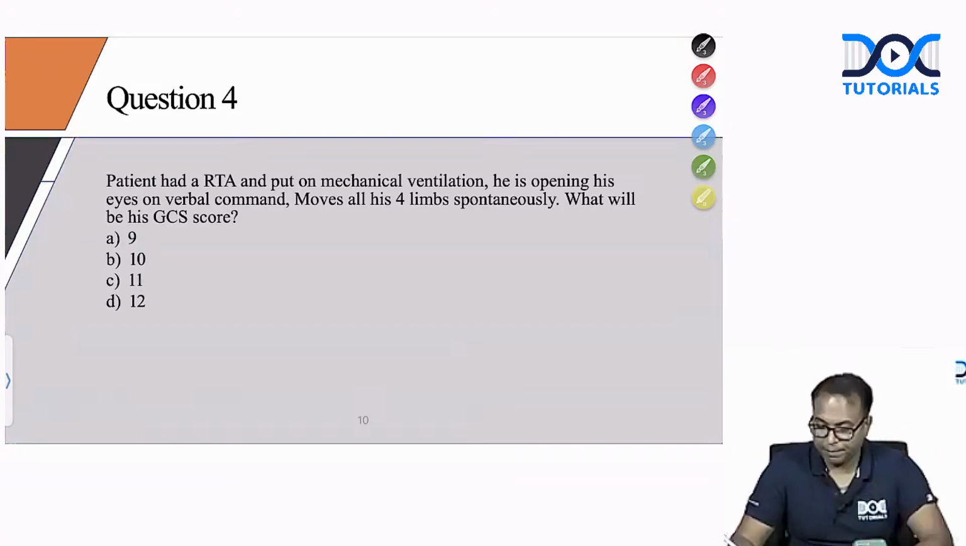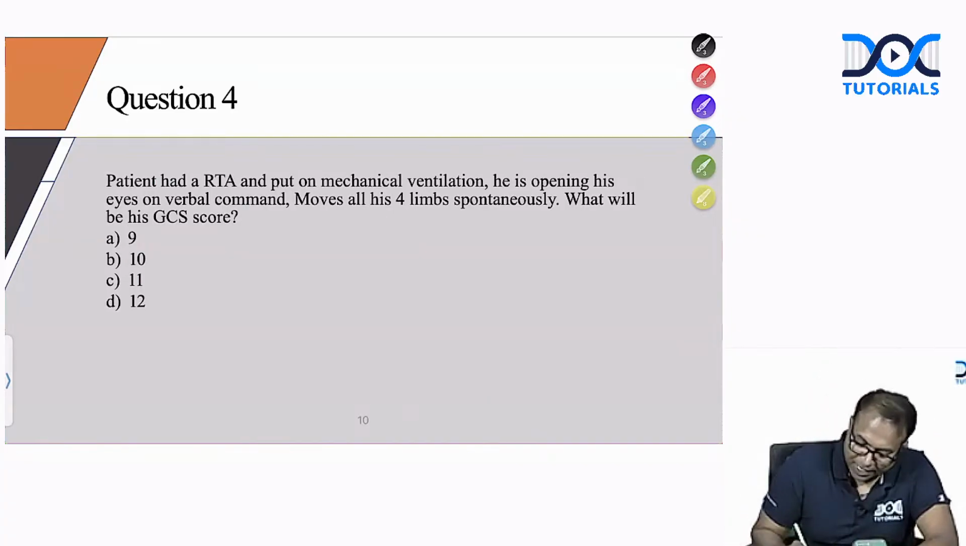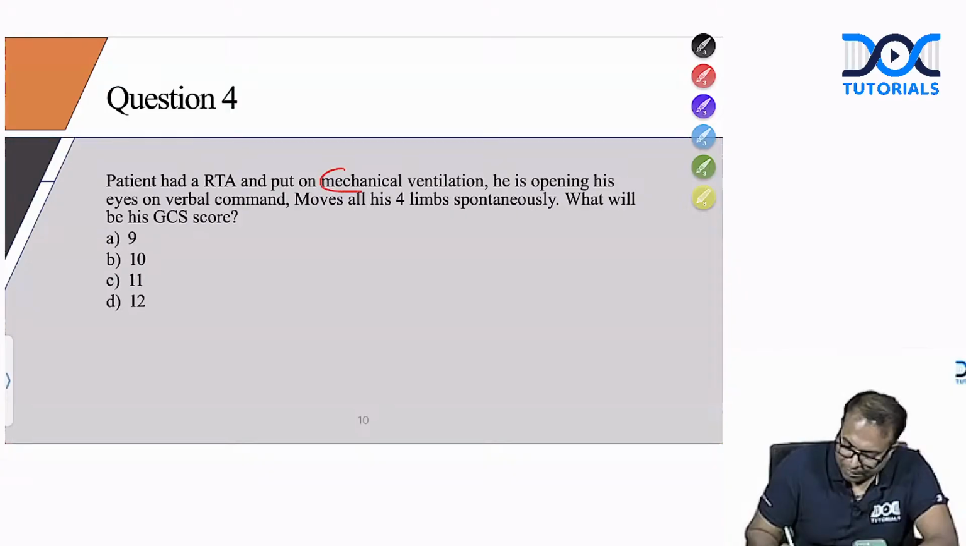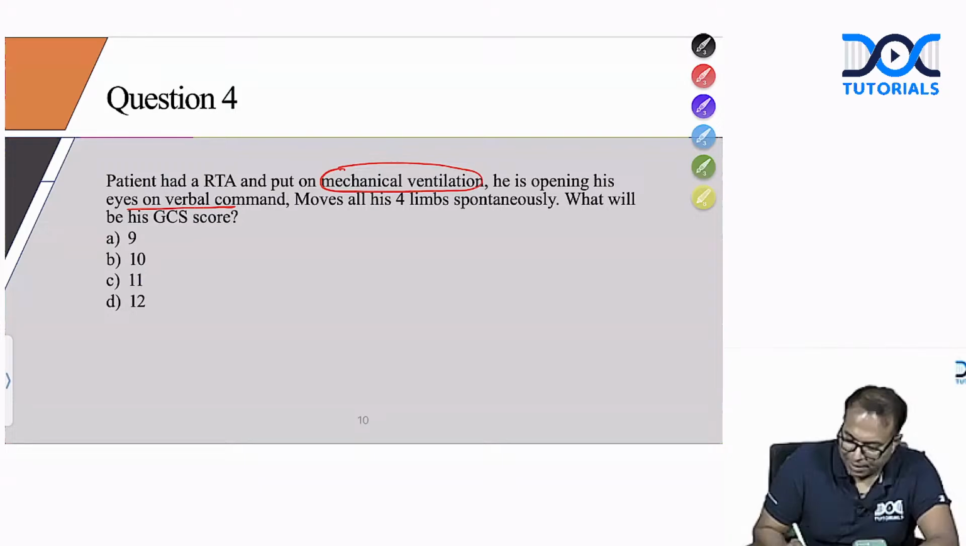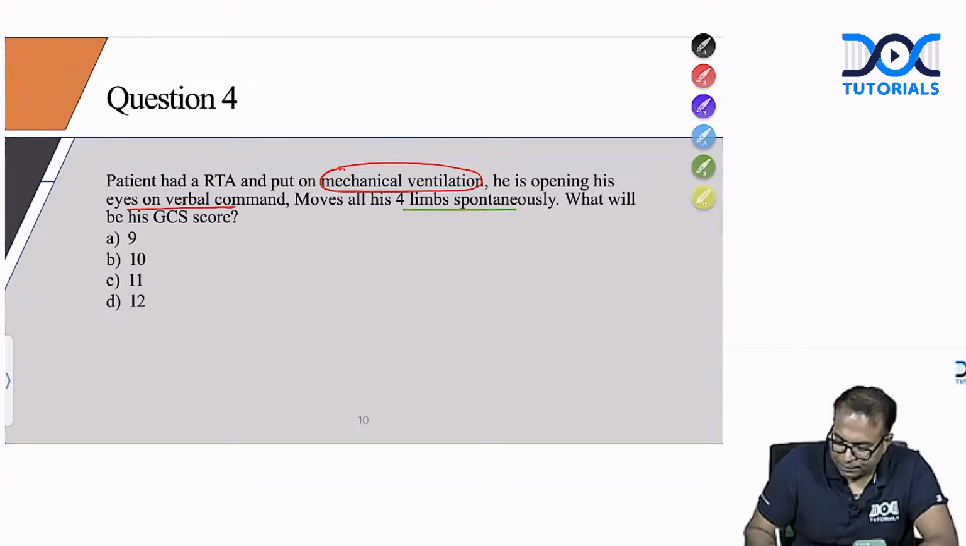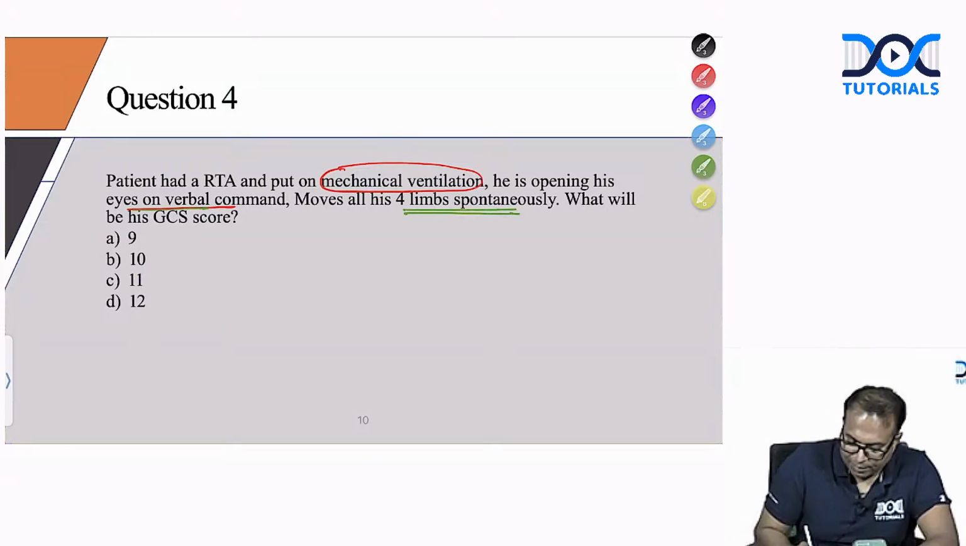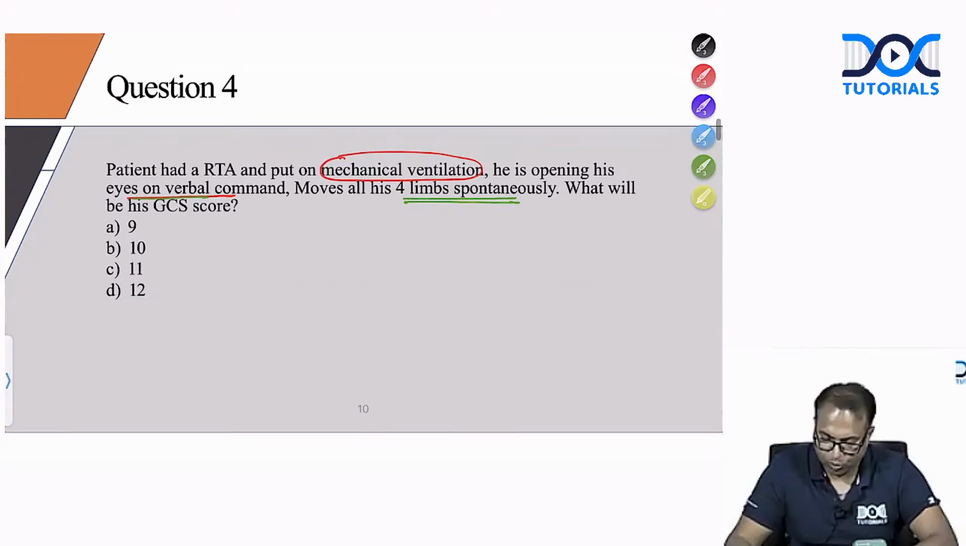There will be no paper without GCS. So the patient had a road traffic accident and is put on mechanical ventilation. He is opening his eyes on verbal command and moves all four limbs spontaneously. What will be his GCS score? Now tell me the GCS score.